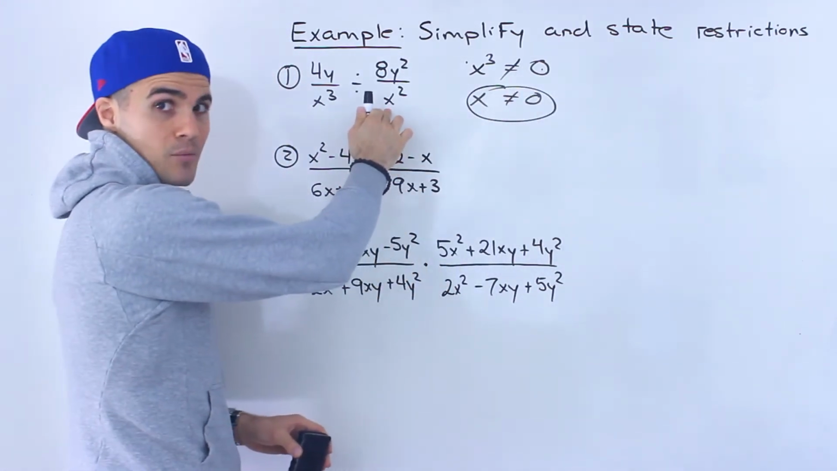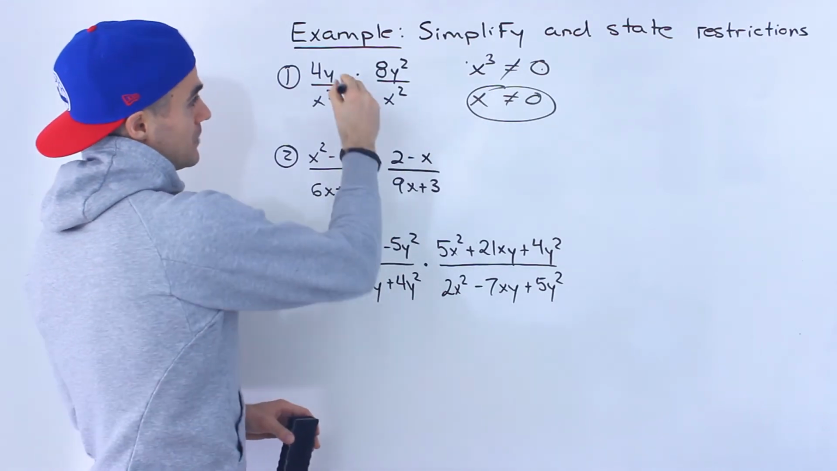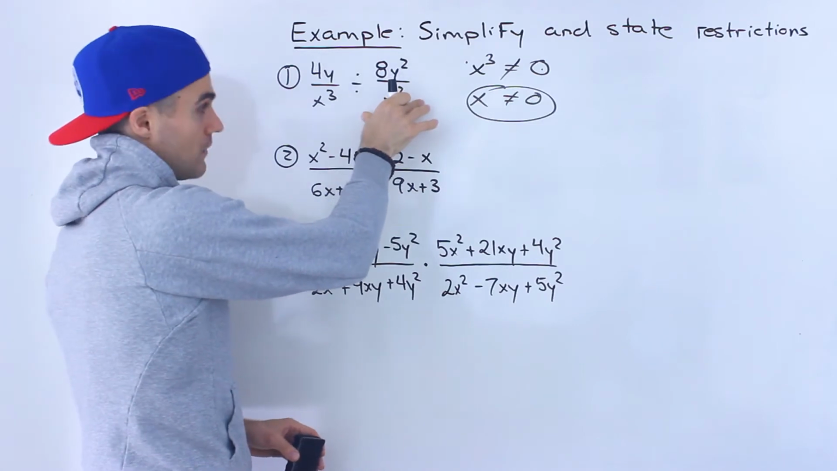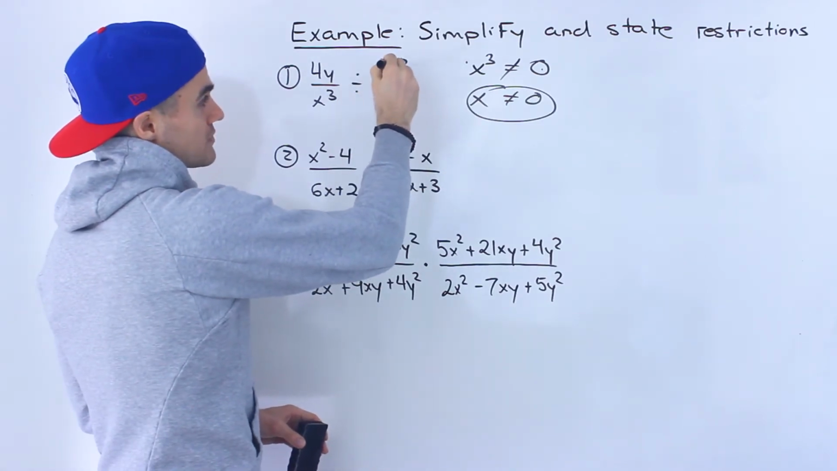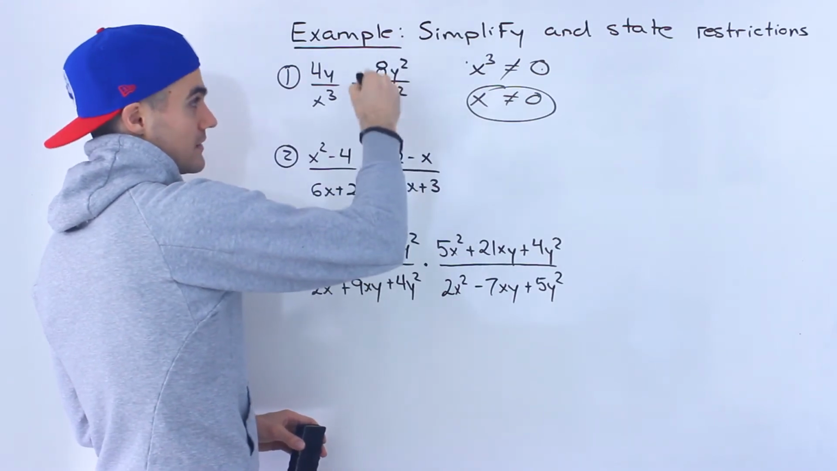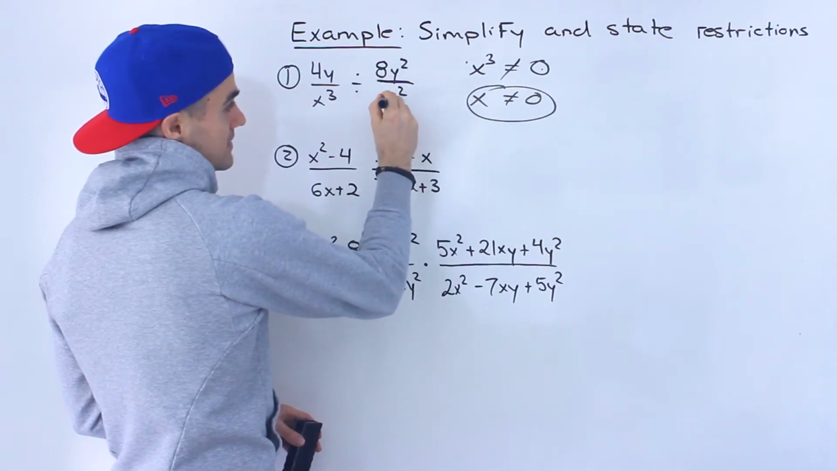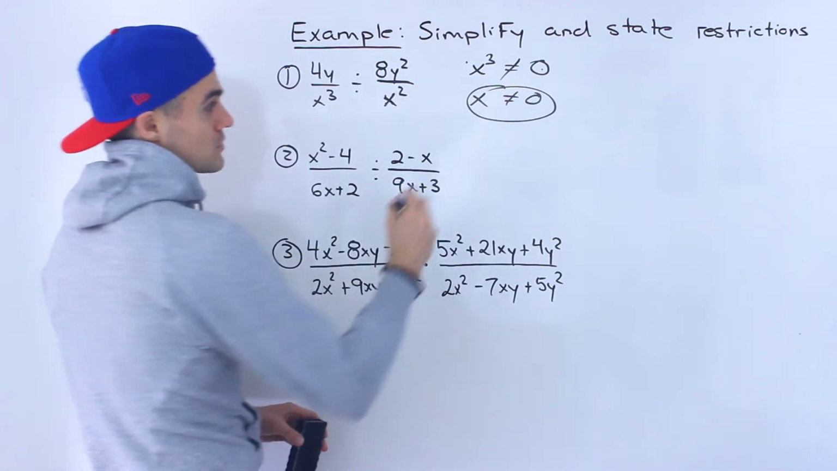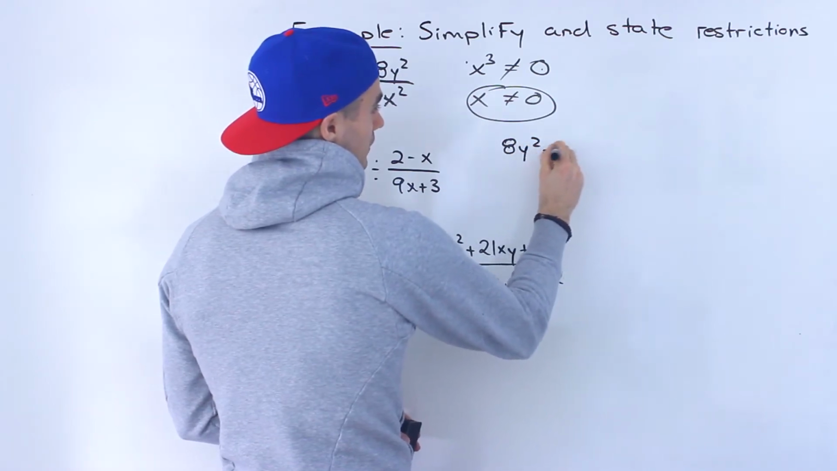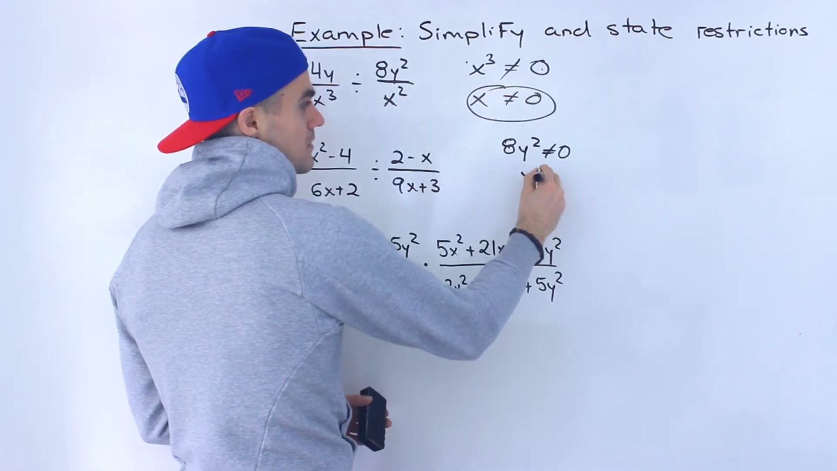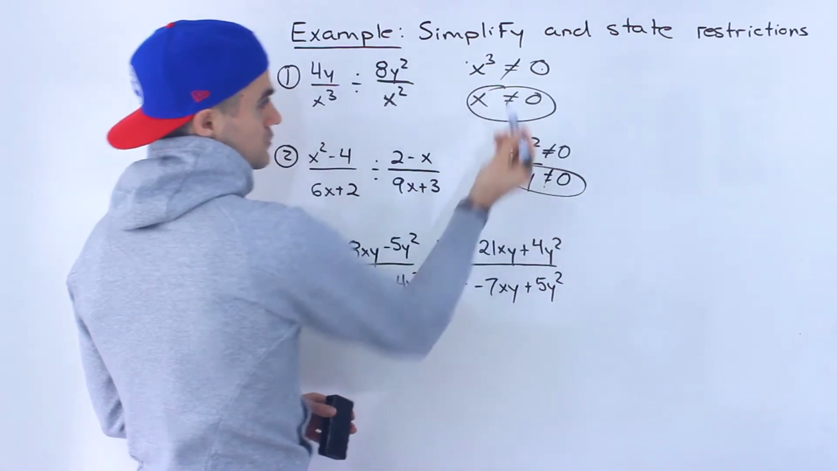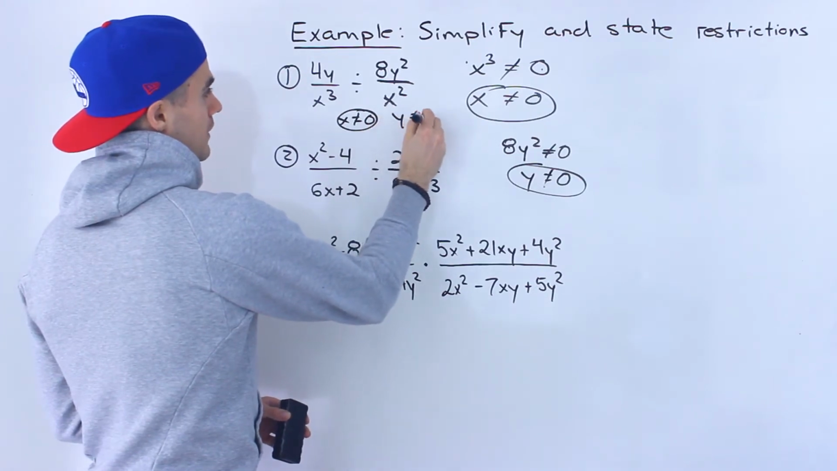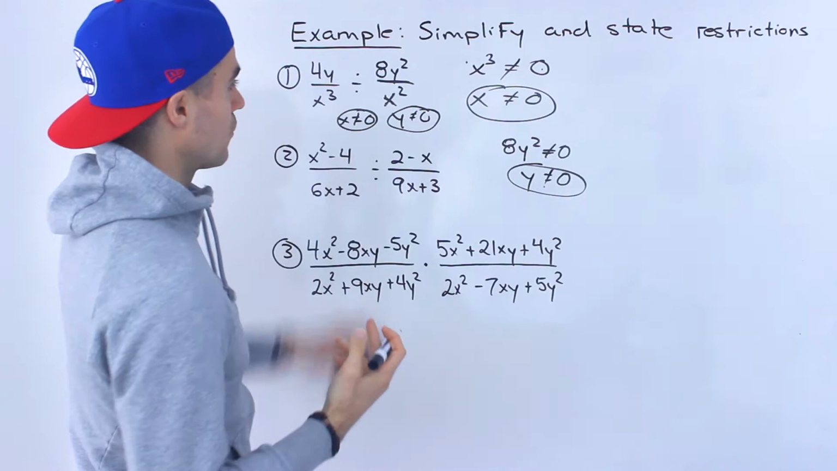And notice that restriction is the same over here: x squared cannot equal 0. Now because we're dividing, we have to look at the numerator of this expression as well, because if the numerator is 0, this whole thing is going to be 0, and you can't divide by 0. So over here we're dividing by the x squared, but we're also dividing by this whole expression, hence we have to look for when the numerator would be 0. So 8y squared cannot equal 0. Divide by 8, square root both sides, and y cannot equal 0. Those are the two restrictions: x cannot equal 0, let's write it over here, and y cannot equal 0.